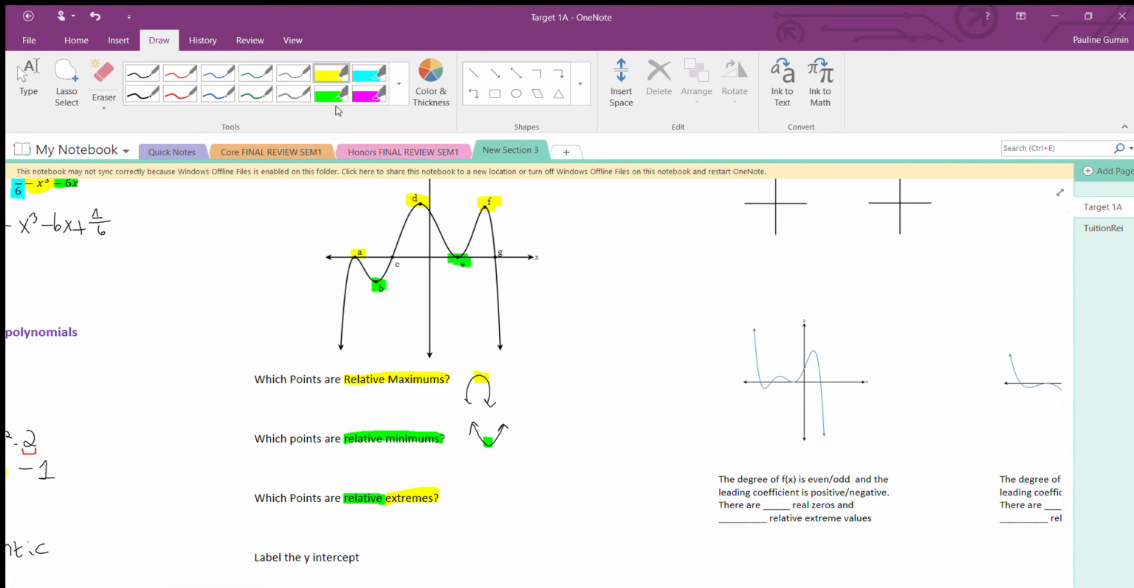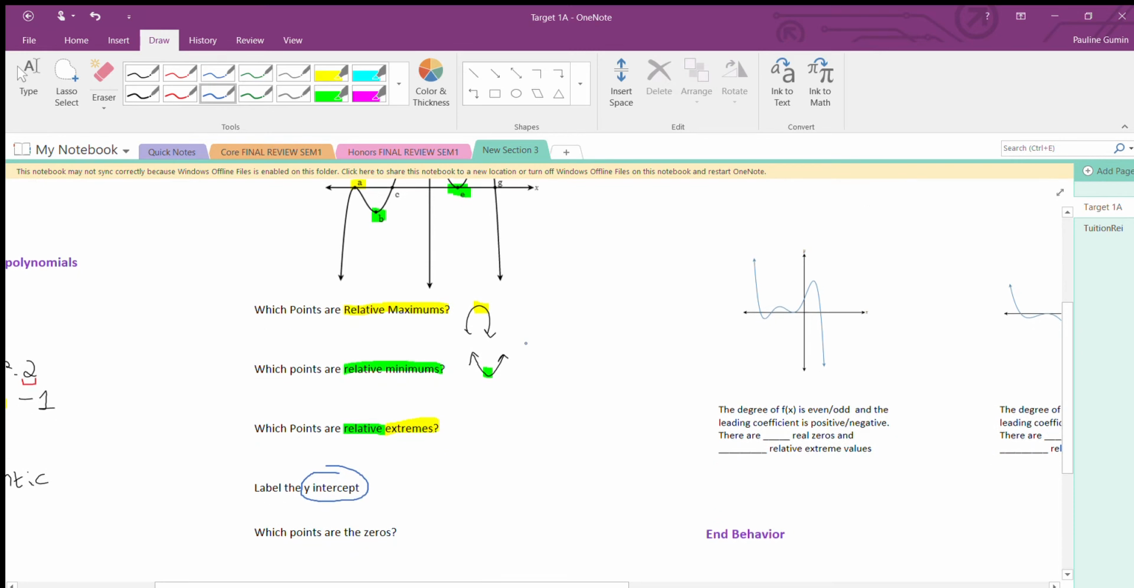Next, I'd like us to label the y-intercept. I'm just going to use blue to circle it. The y-intercept would be right here, where we cross the y-axis.